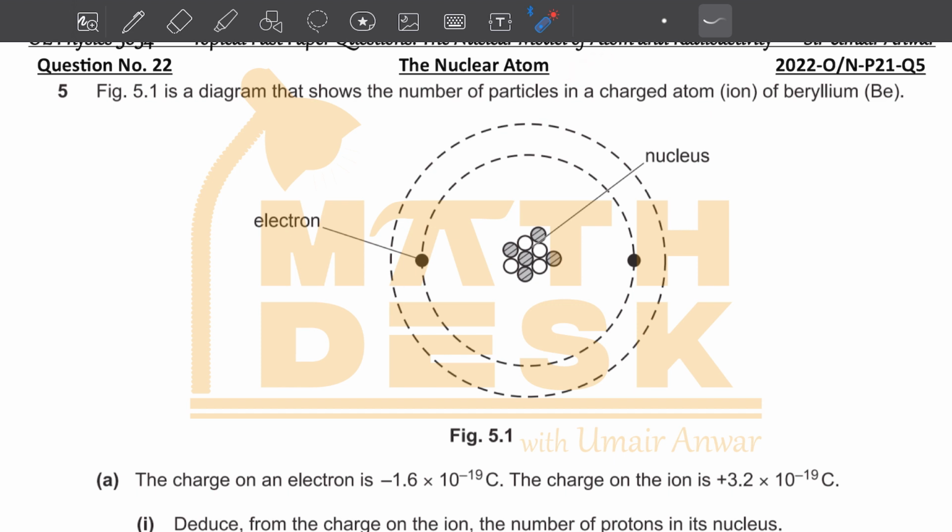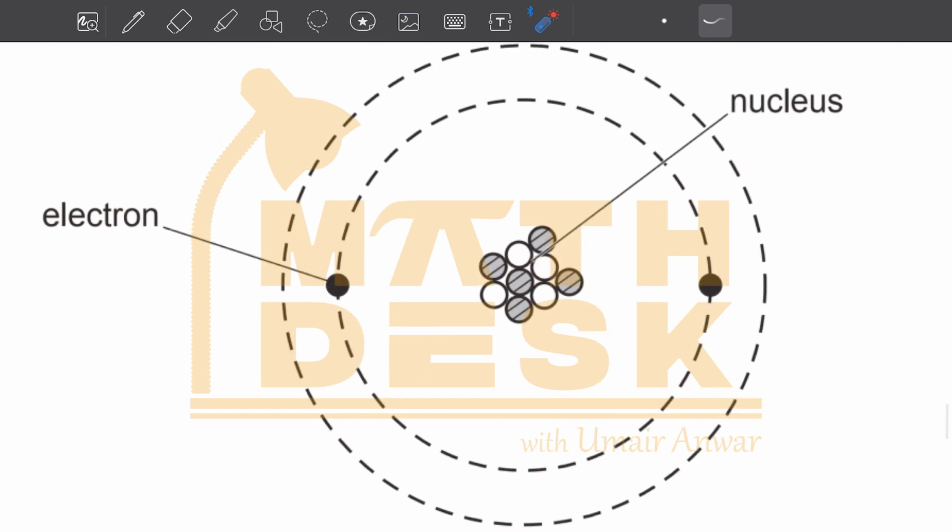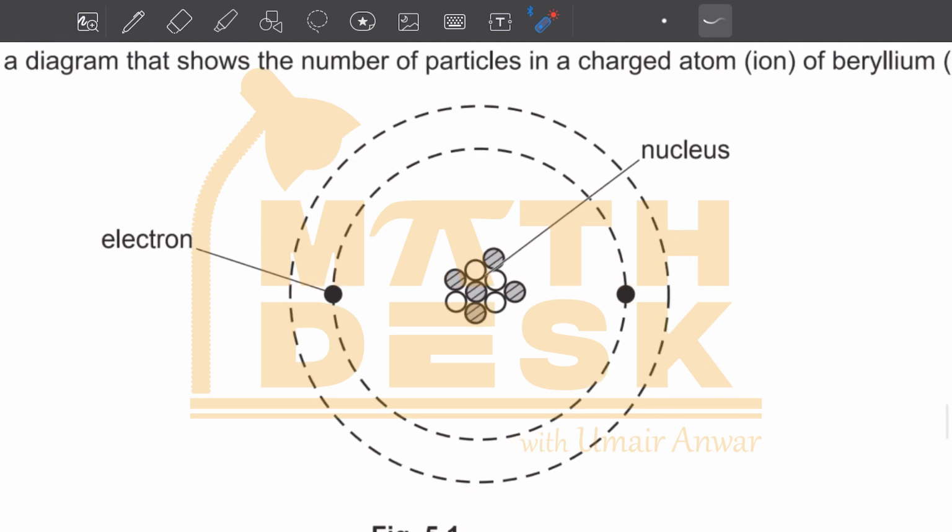Question says figure 5.1 is a diagram that shows the number of particles in a charged atom ion of beryllium. So in a beryllium we have this nucleus where we have two types of particles. The ones which are shaded and lined are the neutrons. So there are 5 neutrons here, and the ones with the hollow circles, they are the protons. So we have 4 protons.